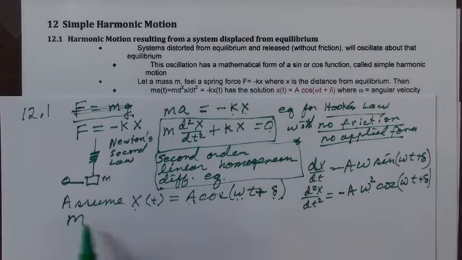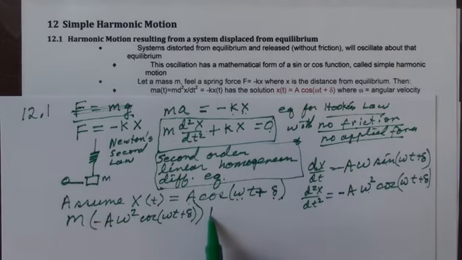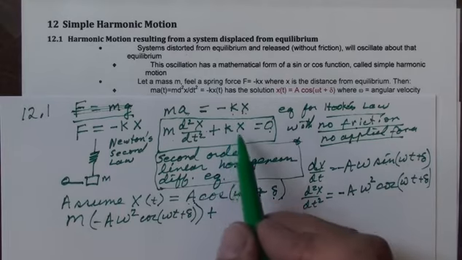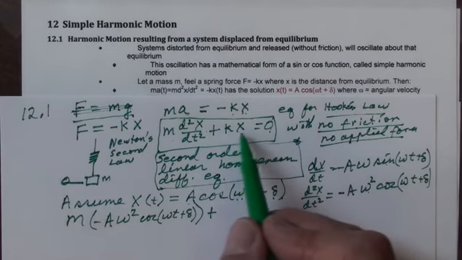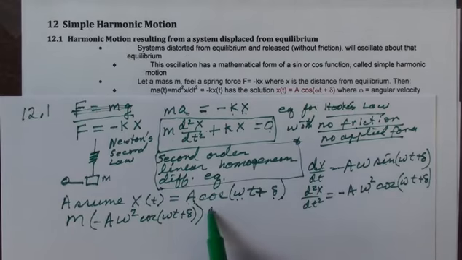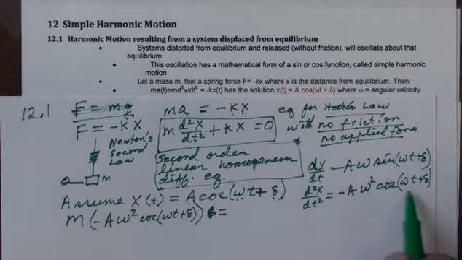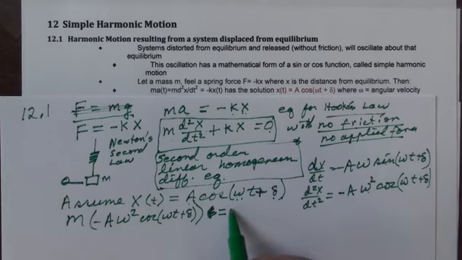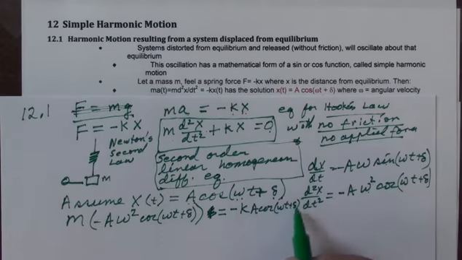So now, if I plug this in, my solution must satisfy the equation: mass times the second derivative, which is minus A omega squared cosine of omega t plus delta. That's mass times the second derivative, plus this term here, which is k times x. I can bring it to the other side and say that would be equal to minus k times x itself. Well, what is x? It's A cosine of omega t plus delta.